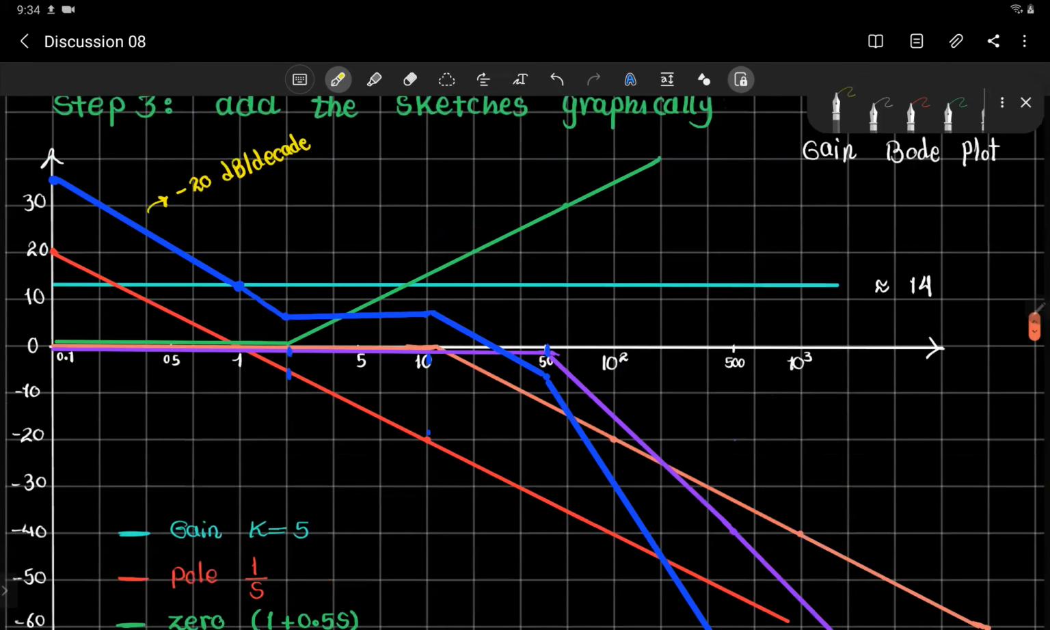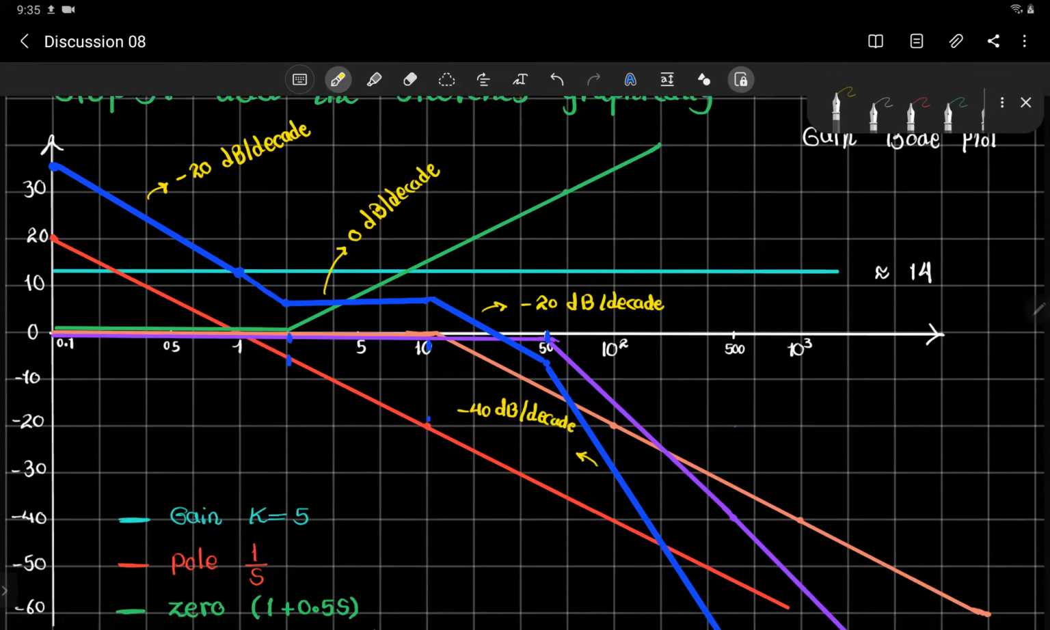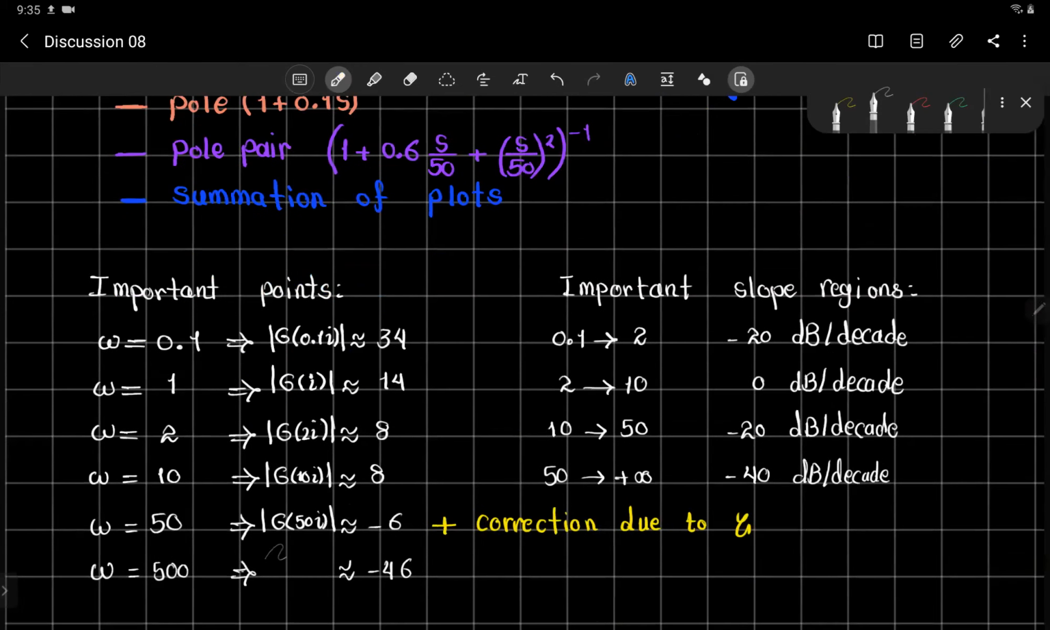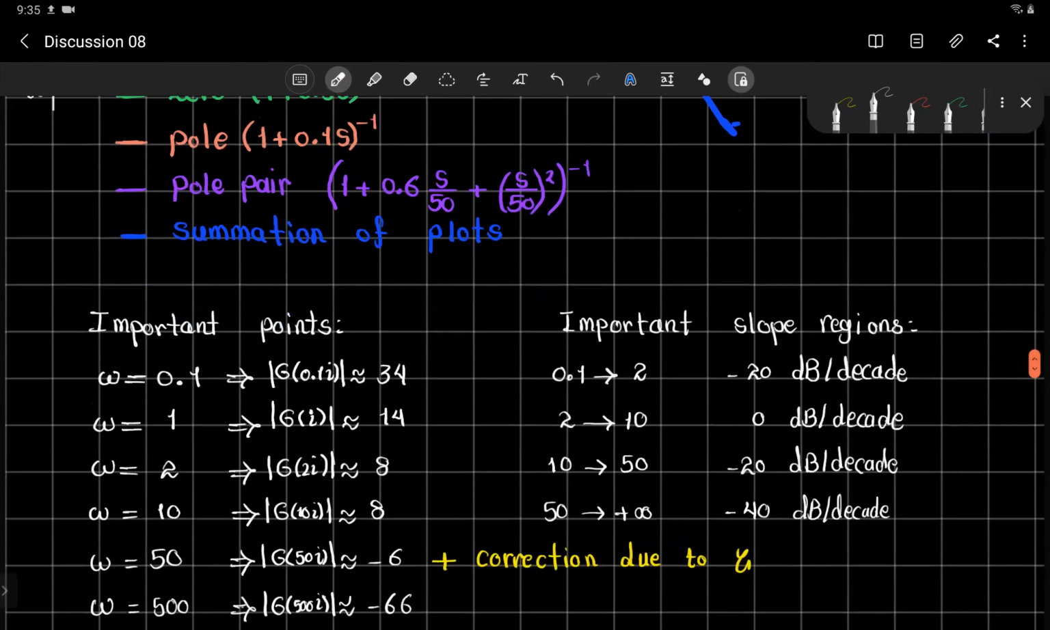Okay. So this is a slope of -20. This is 0 decibels per decade. And then -20. And then -40 dB. So the final factor is g of 500i, and this is -66. These are the important slope regions that we were talking about. This is -60.